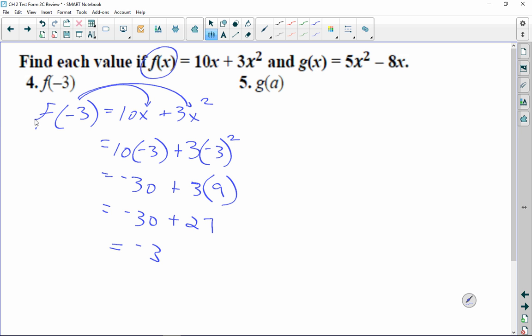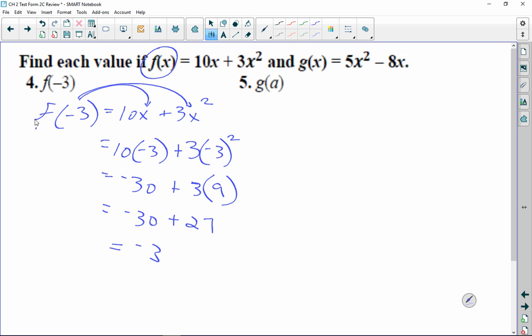Copy it down. Write it down so you know. Got to have all the information down to get credit for it. Hayden, are you writing this down? Looks like you're playing with your head.